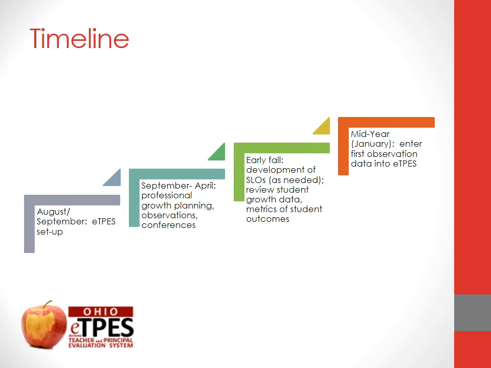A timeline is provided for your next steps. In August and September, you should set up eTPES. Then starting in September and throughout the year, you'll focus on professional growth planning, observations, and conferences. Early this fall, teachers and principals, if needed, will be developing SLOs and reviewing student growth data, and the school counselors will be working on metrics of student outcomes. Then, by the middle of the year, the first observation data needs to be entered into eTPES.